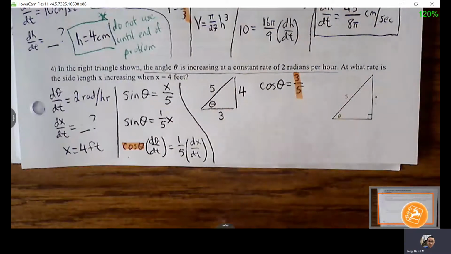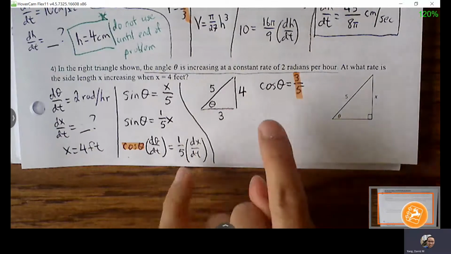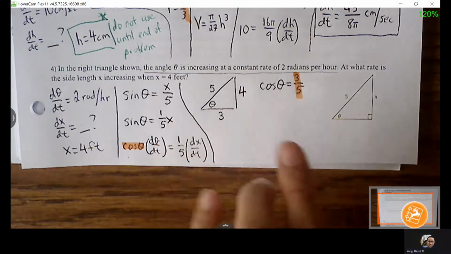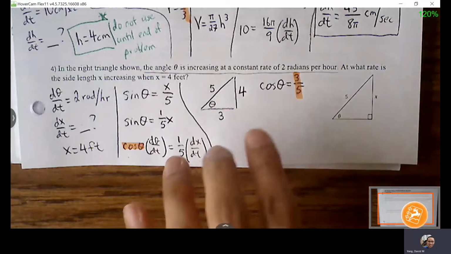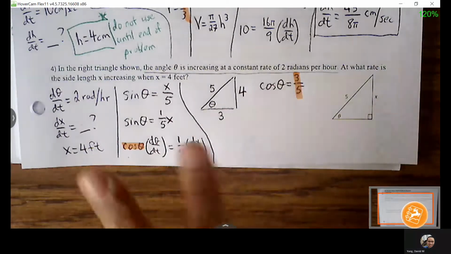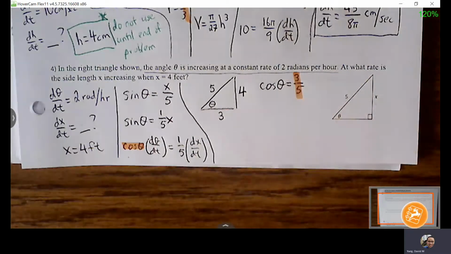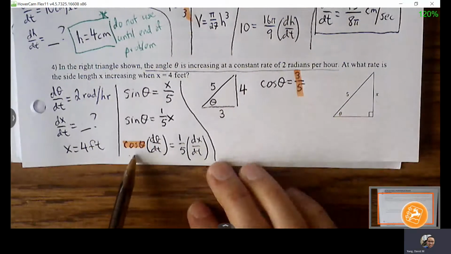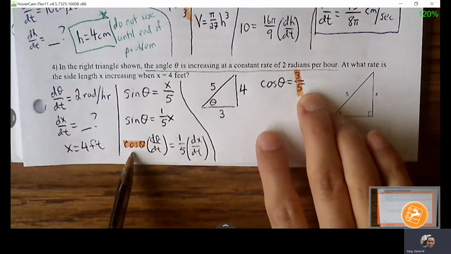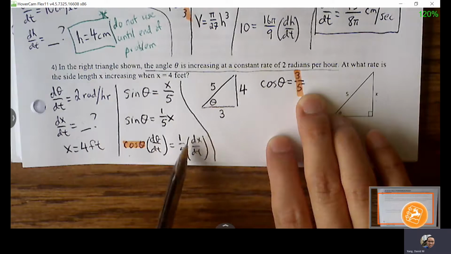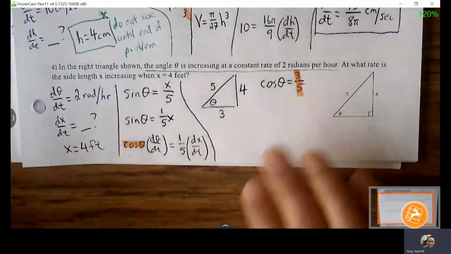Now we have everything that we need. All right, so this is the additional step that is unique for these related rates problems. Okay, it's only specific for trig. The other problems we don't experience this additional step. All right, so let's make our substitution here. Cosine theta gets replaced with 3/5. d theta dt is 2, and then our dx dt is what we're looking for.